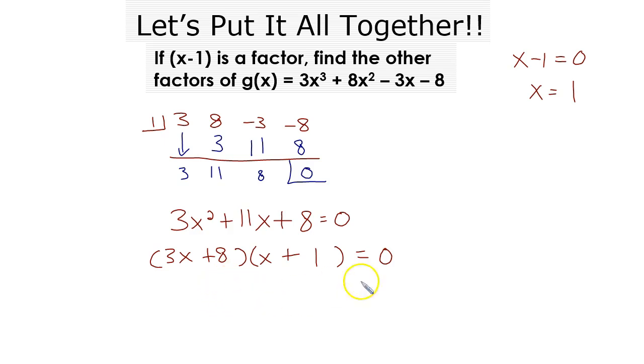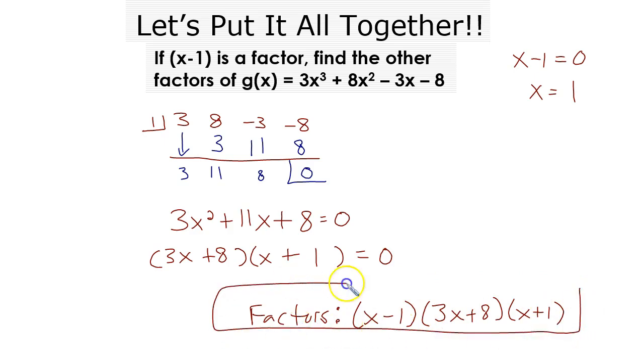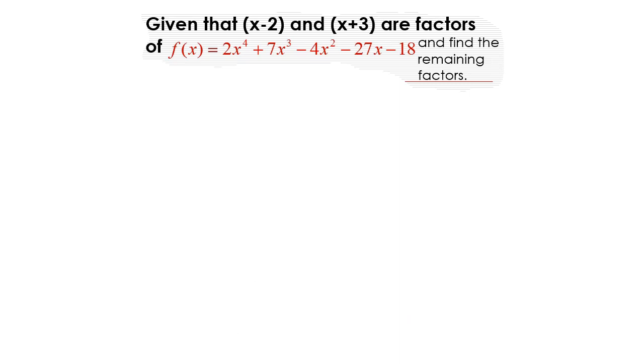So the factors are going to be the very first factor that I knew when I tested positive 1, the factor x minus 1, was in fact a factor. The next two factors came from the quadratic that was the end product of my synthetic division. That was 3x plus 8 and x plus 1. Remember that the order that you write these factors doesn't matter. As long as you have all three of them, you're fine. The order of the three parentheses does not matter. They could be in any order.